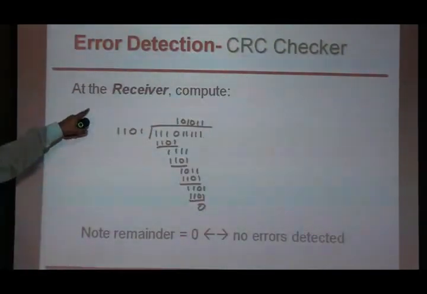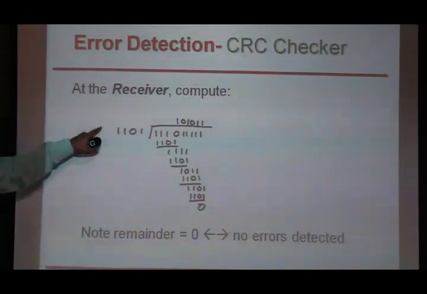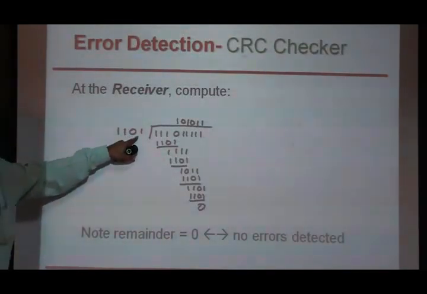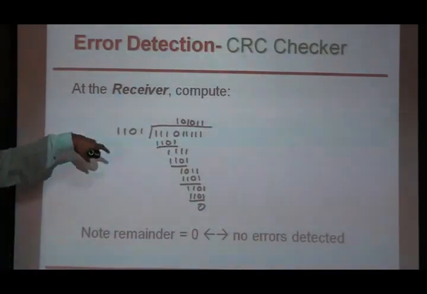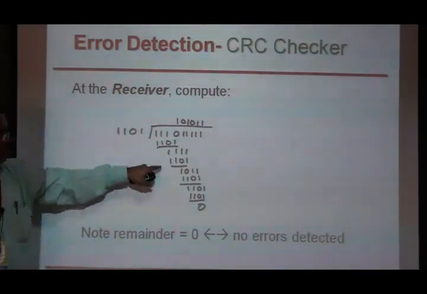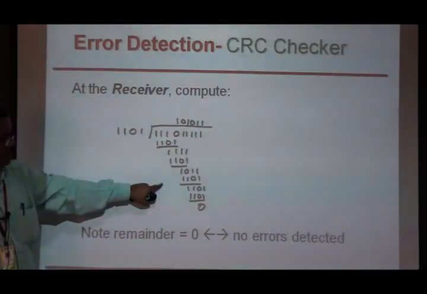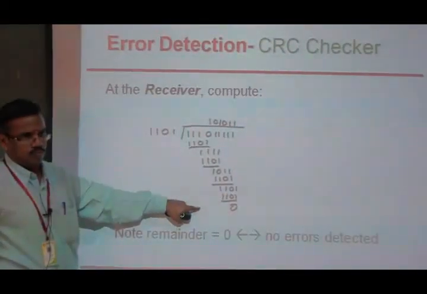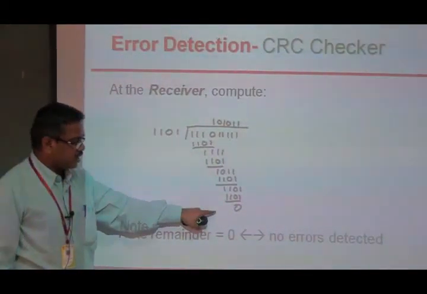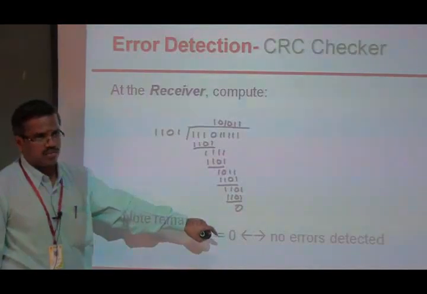Then on the receiver side, the CRC checker has 1101 as the divisor, and 111011111, which is the CRC with the original data. Again we perform the modulo division. Finally we get the remainder as 0. When we get the remainder as 0, no error is detected.